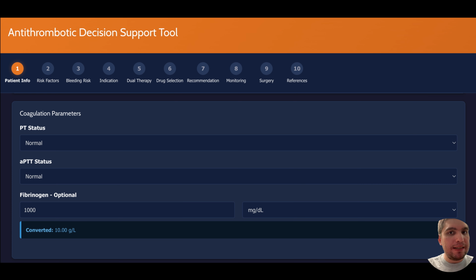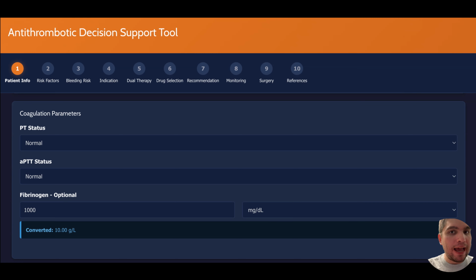We also did PT, PTT. They were normal. If you don't have that information, you can just skip it. So you don't have to fill out every single field. And if something important is missing, the tool will give you the prompt and alert. That way you're going to need to fix that issue. For now, we're going to put PT, PTT as normal because that's what she had.